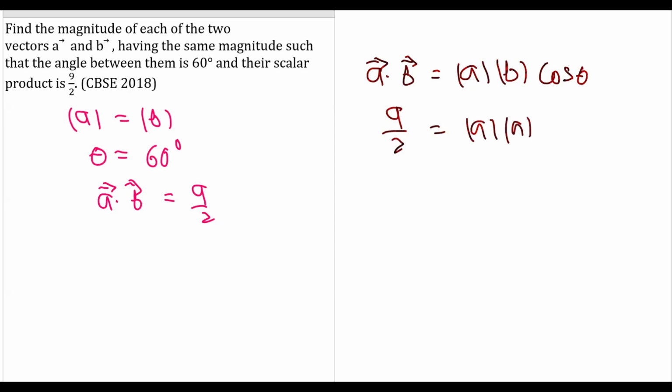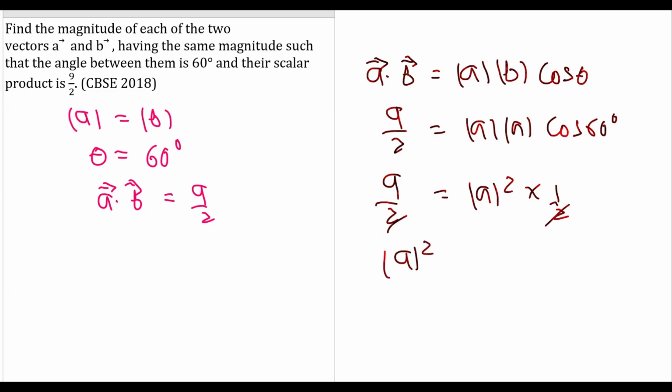That's all. And cos of how much? 60 degrees. Now this is 9 over 2. A magnitude into A magnitude is A magnitude whole square. And what is cos 60? Cos 60 is half, right? So I can cancel this, and that gives us A magnitude whole square is 9. That means A is how much? 3. A magnitude is 3, and magnitude is positive.